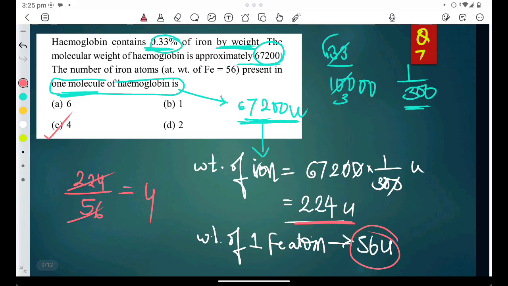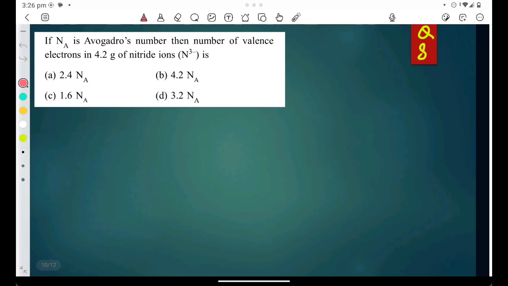This can very easily be calculated using a very simple method. We haven't used any formula of mole concept here in this question. Very good question it is. Now the next question is, Na is Avogadro's number. Then the number of valence electrons in 4.2 gram of nitride ion is asked.